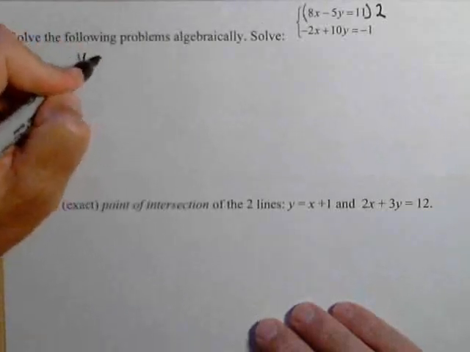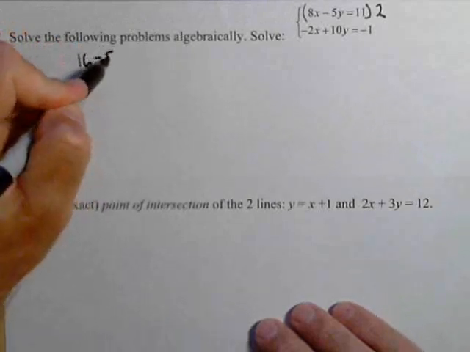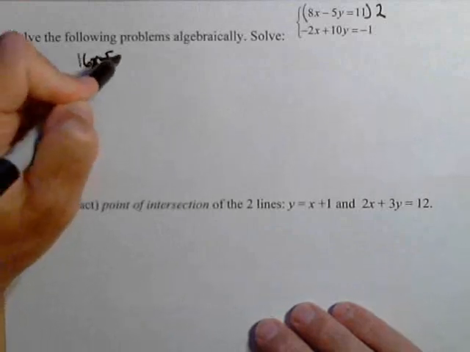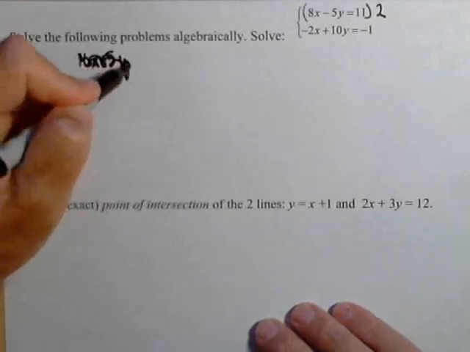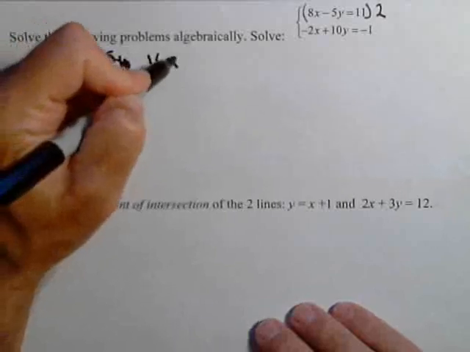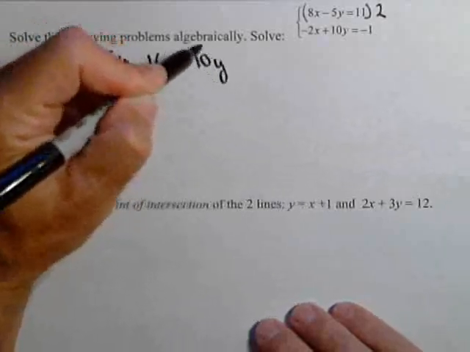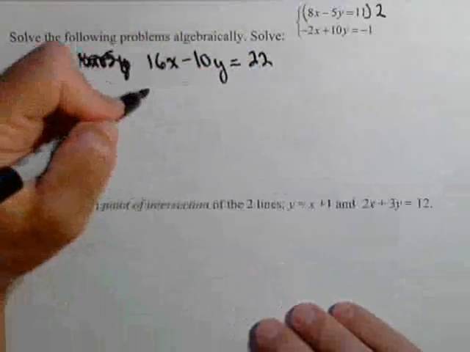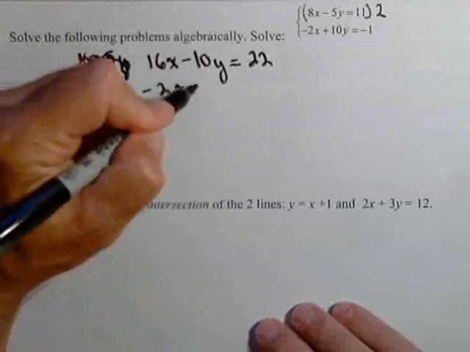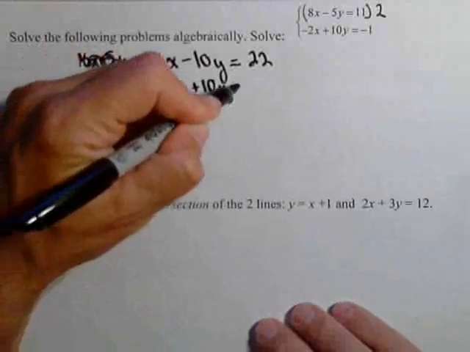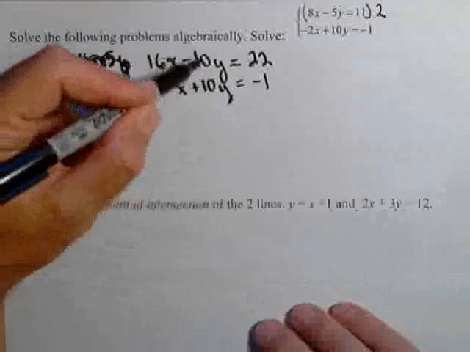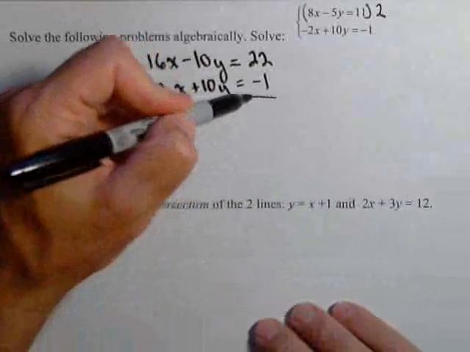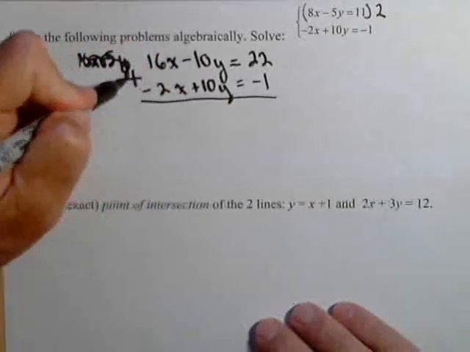16x minus 10y, see, even I make mistakes, equals 22, and I'm leaving my other equation alone, minus 2x plus 10y equals negative 1. I always like them to have opposite signs because I like adding them, but if they have the same sign, you could just use subtraction. I'm basically going to add these two equations together.